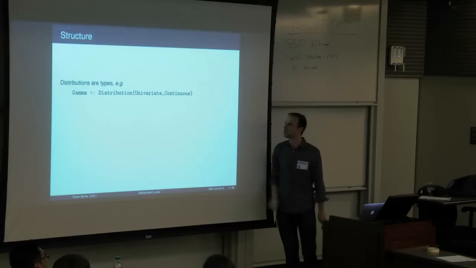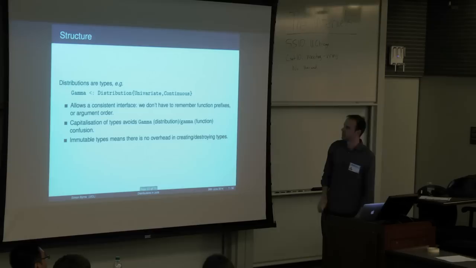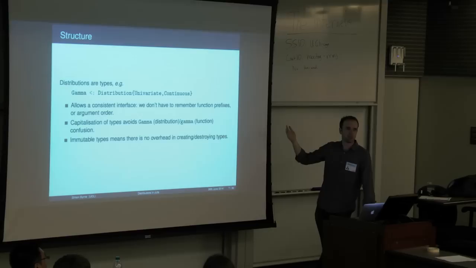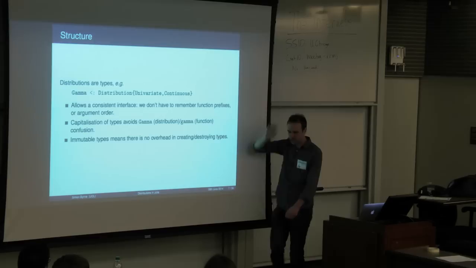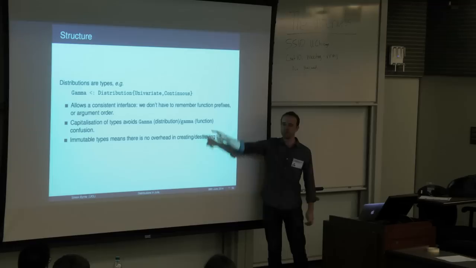And the exact will map quite nicely. And this is very nice, for some reason. It's a consistent interface. As a somewhat intermittent R user, I'm currently forgetting which was which, getting my D gamma and P gamma confused, and also the order of the arguments for those. So it avoids having to remember function prefixes and all that sort of stuff. Somewhat usefully, you can capitalize gamma as a type. It seems to be a common problem that you have a gamma function and a gamma distribution.